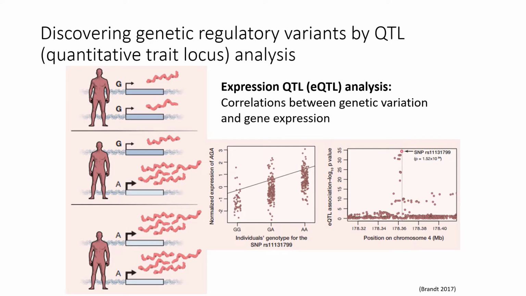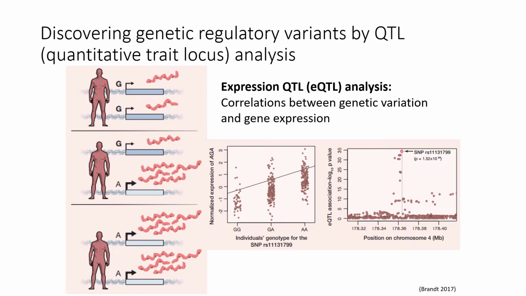Here is an example of a QTL analysis. This is an expression QTL in which the gene expression of a gene is correlated to genotype. As shown in the illustration on the left, individuals with the G allele for the SNP express lower levels of the gene, while individuals with the A allele express higher levels of the gene. The middle plot shows a linear correlation between the gene expression level and the genotype.